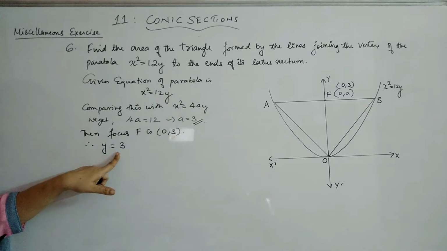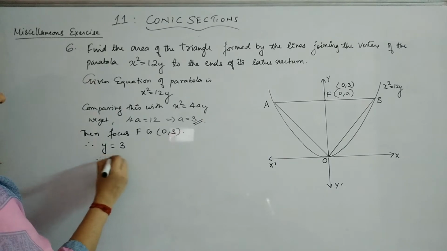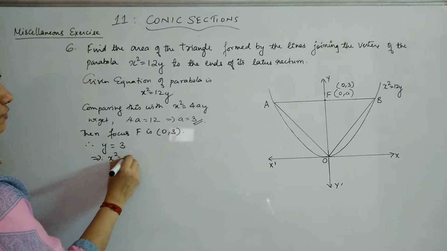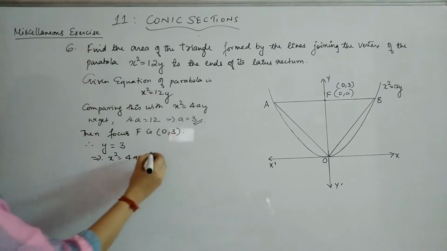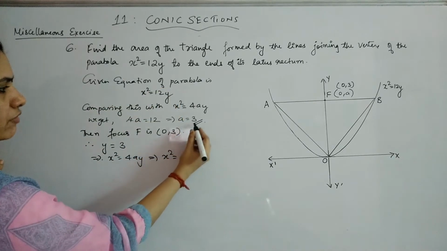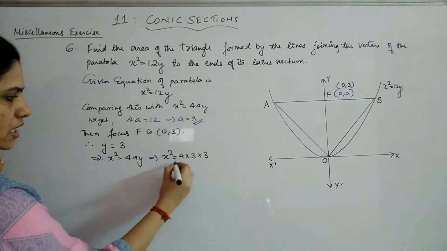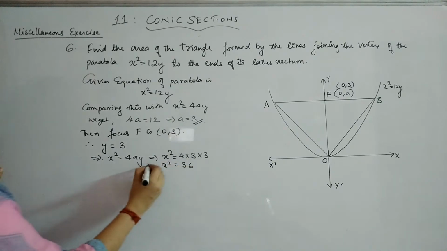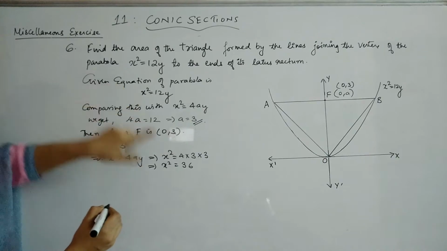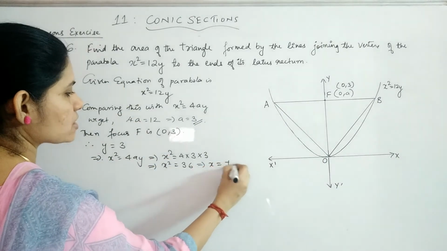So now this y equal to 3 can be replaced here, where you are getting x square is equal to 4ay. Or instead of this we can just replace 12 into 3, which will give you 36. Or if you have found out a, you will write 4 into a is 3 and y is also 3, so x square is equal to how much? 36. Even if you are replacing here, you will get the same value. So this will give you x equal to plus or minus 6.